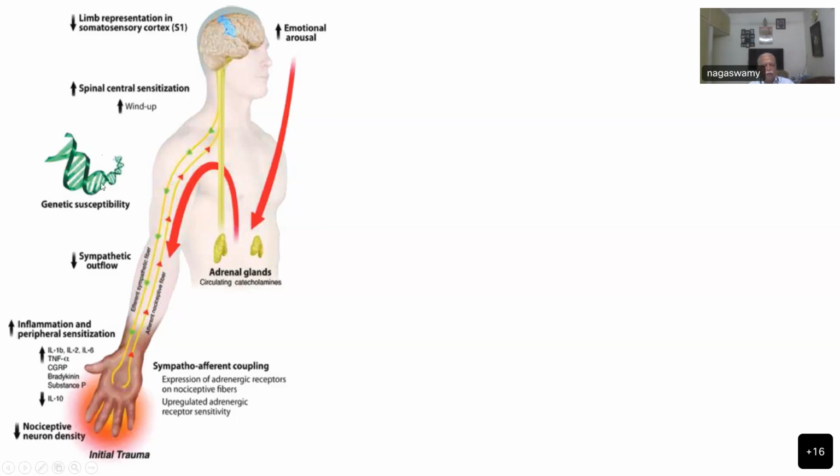Not all of us who undergo surgery or trauma develop this. So there is a genetic cause for people getting this problem. And all these things result in stimulation from the adrenal gland. Catecholamine release is increased because of the constant pain, and that is the reason why the sympatho-afferent coupling happens, which results in expression of adrenergic receptors on nociceptive fibers and upregulated adrenergic receptor sensitivity.